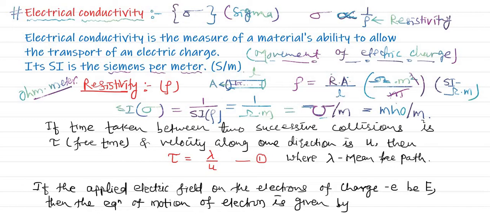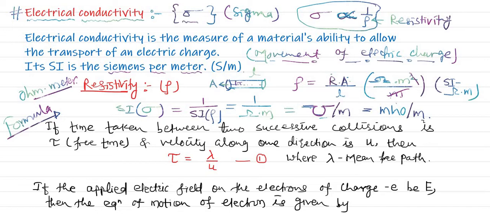Now let us try to find the formula for electrical conductivity. That is our target. We must know one particular formula by which we can find the electrical conductivity. Not this only, this is simply the relation between resistivity and conductivity. But we must know one of them, either conductivity or resistivity. So let us find the formula for electrical conductivity, sigma.